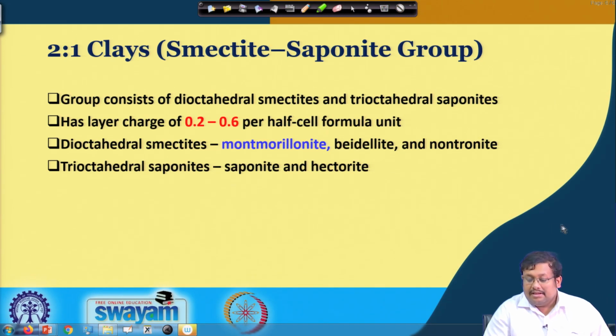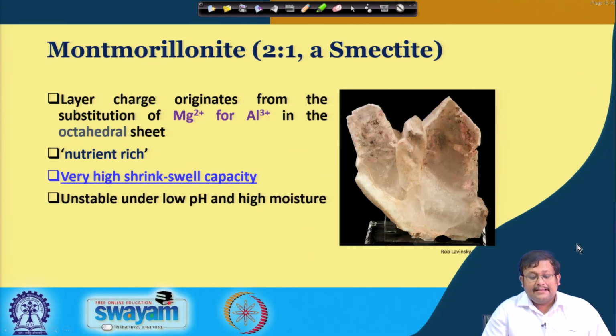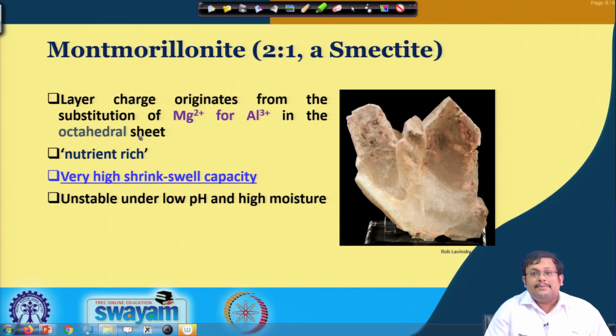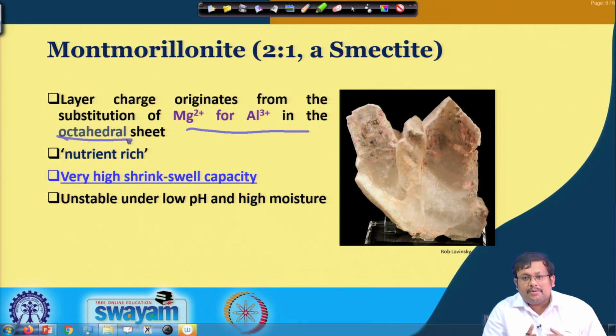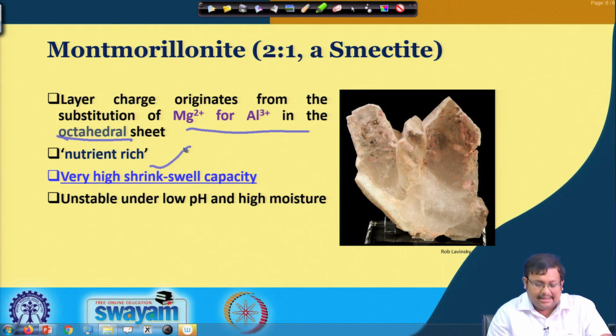So, if we move ahead and see in detail about montmorillonite, the layer charge in case of montmorillonite originates from the substitution of magnesium for aluminum in the octahedral sheet. So, here the isomorphous substitution goes on mainly in the octahedral sheet. It is highly nutrient rich because it generates high negative charge or permanent charge, and it has very high shrink-swell capacity. Why, we will discuss.